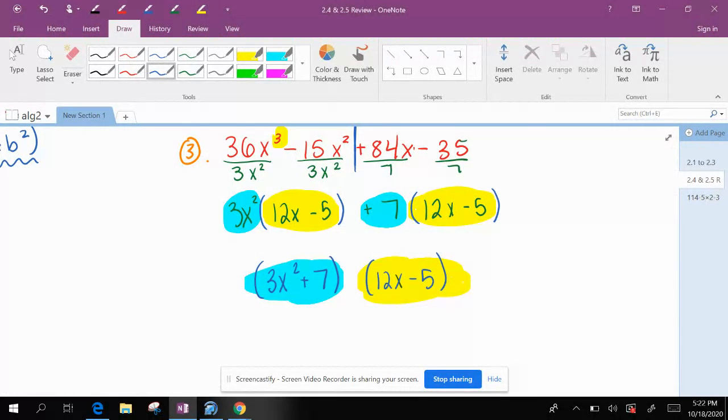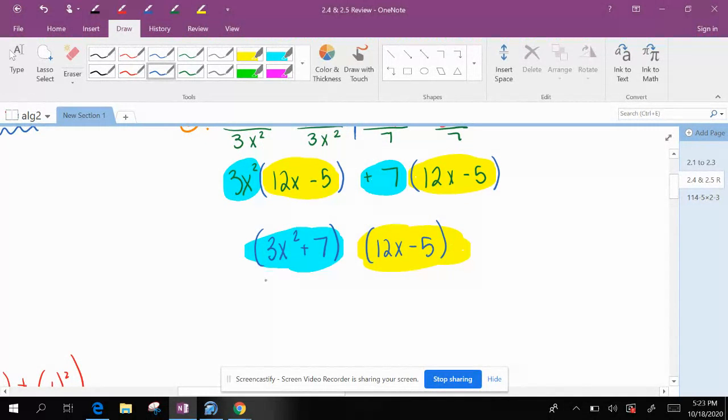But if you want to check your answer and make sure you did it properly, your highest exponent is 3, so I should have 3 zeros or 3 solutions or 3 roots. However you want to word it, you should just have 3 answers if you solve for x. So if I solve for x for my blue parenthesis here, subtract 7 over and then divide by 3, I get x squared equals negative 7 over 3.